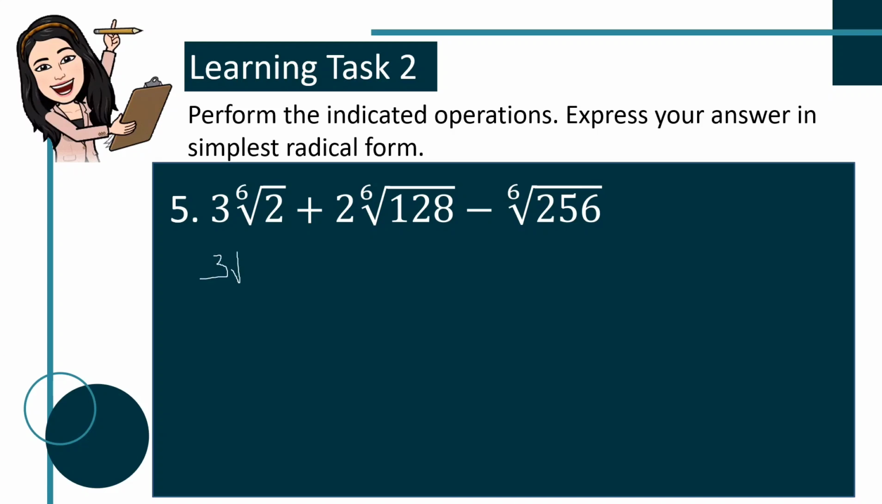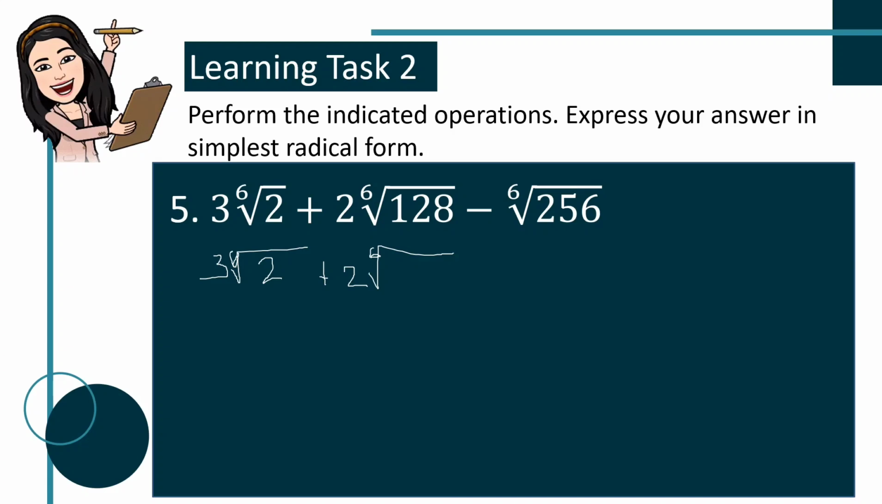Okay? So, we have 3 sixth root of 2. Pangit kong magsulat. Plus, we have 2 sixth root of 128. So, dito sa ating given na 128 ang ating radicand, meron ba tayong factors ng 128? May factors ba ang 128 na sixth root or perfect sixth root? Okay. So, ano-ano ba yon?